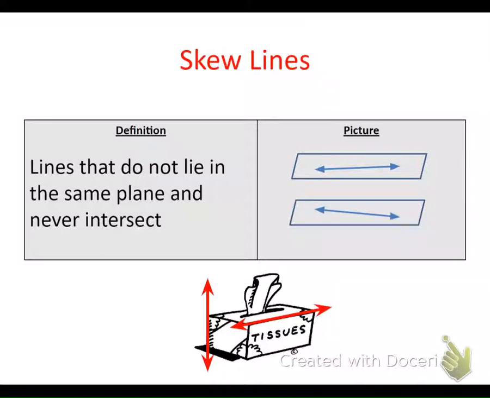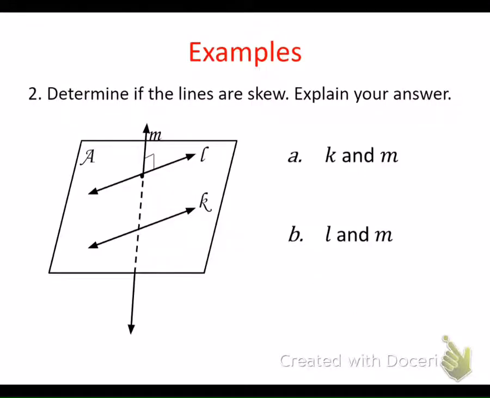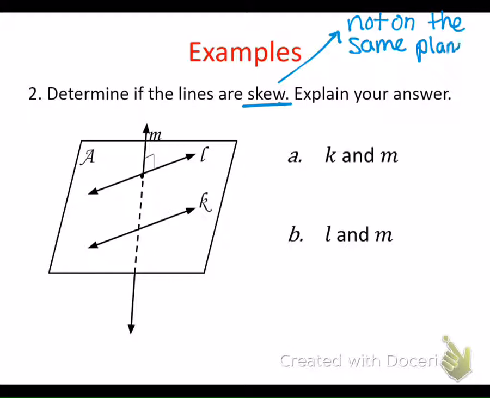So skew lines are lines that do not lie in the same plane and never intersect. First of all, what does skew mean? They do not lie in the same plane. And they never intersect. Good. So they're not on the same plane and don't touch.